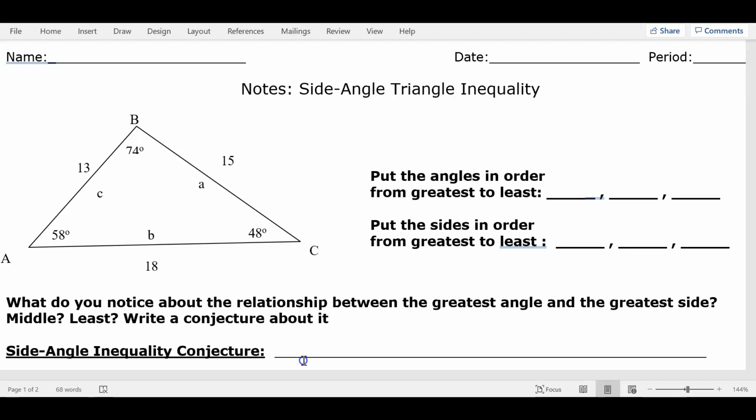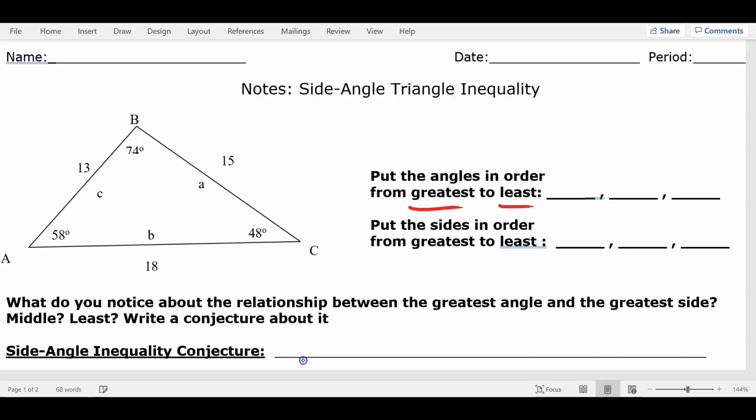All right, first things first, it says put the angles in order, the angles in order from greatest to least. So looking at these three angles, which angle measurement is the biggest angle? Everyone agrees, 74 is the biggest angle. But what's the name of it? Look at the capital letter in that corner, what is it? Angle B. Let's go ahead and write that down. Angle B for that first blank.